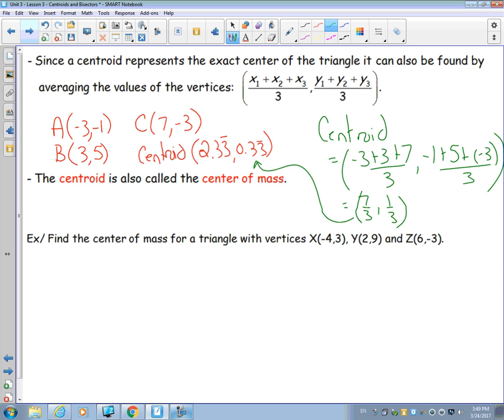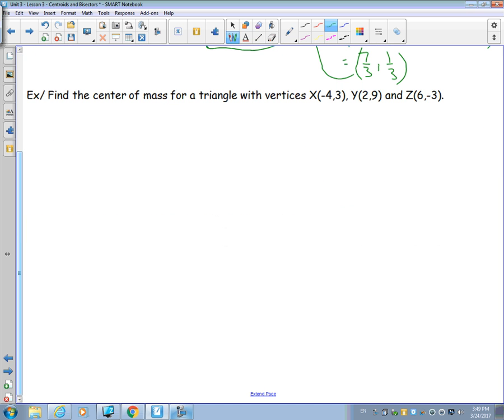Okay. Just to point out, we might come across this word center of mass. That's another way of saying centroid. Because when you balance a triangle, to perfectly balance it, the mass is all balanced out. It turns out it balances on that center point, the centroid. I'll try one real quick here. Find the center of mass for a triangle with vertices x, y, z. What am I really finding? I'm finding a centroid.